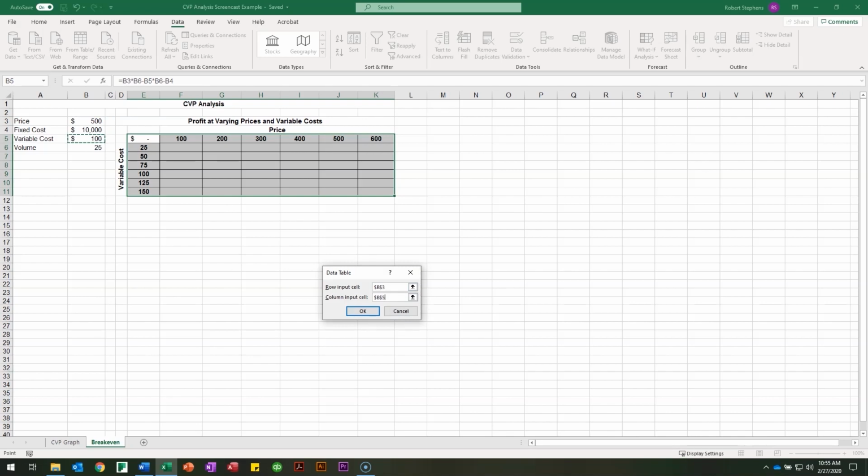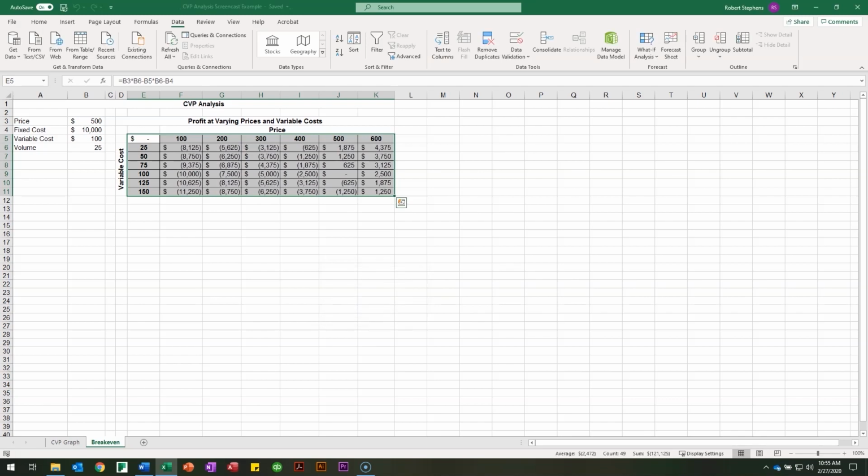We're going to be varying our prices in the row input cell, and we're going to be replacing our variable costs in the column input cell, and click OK. And voila, there you have a full table of data there.